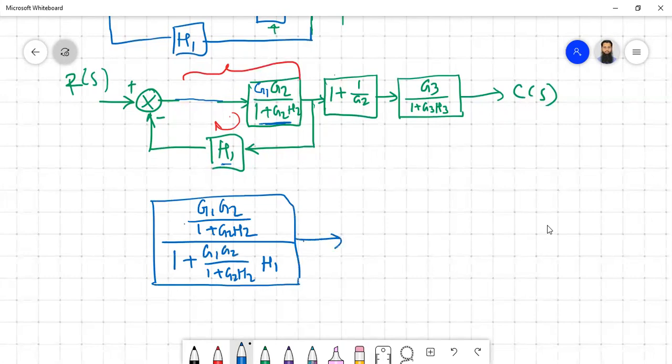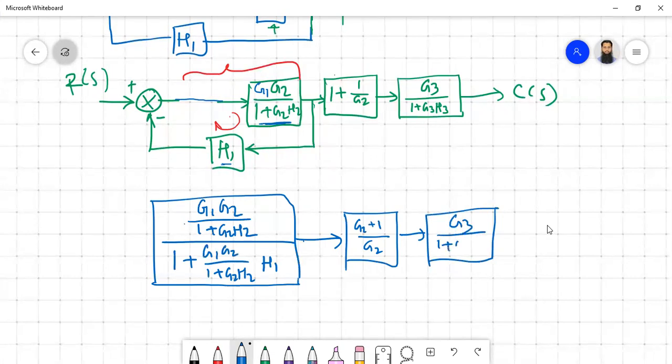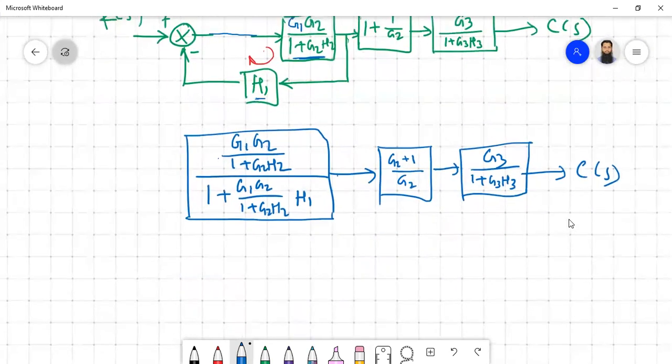Then you have the other smaller two. You can also multiply with, say, G2, G2 plus 1. Then you have G3, 1 plus G3, H3. Okay, so this is your R(S).